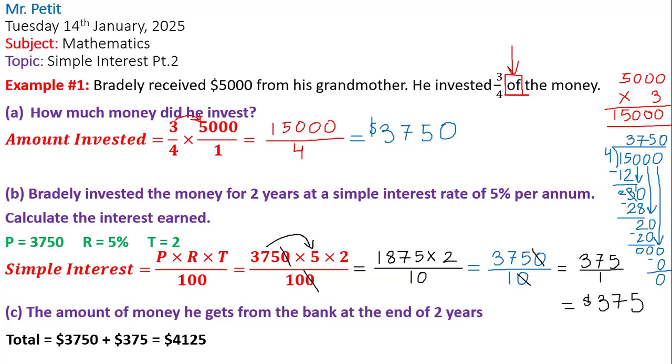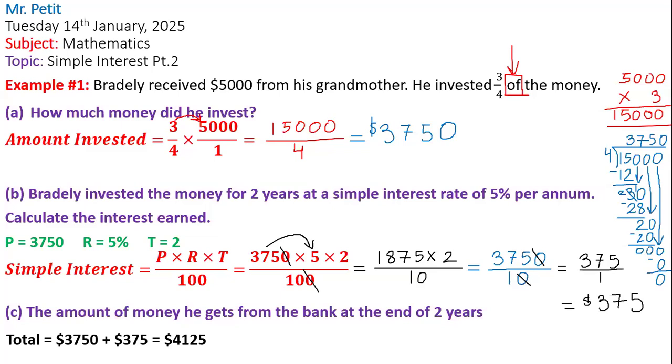I also don't understand. Who said that? Nevaeh. Okay, good. No problem. I need Nevaeh to read B. Bradley invested the money for 2 years at a simple interest rate of 5% per annum. Calculate the interest earned.